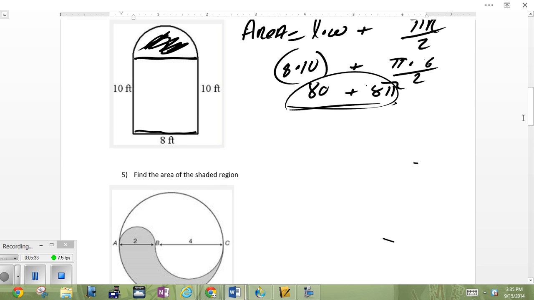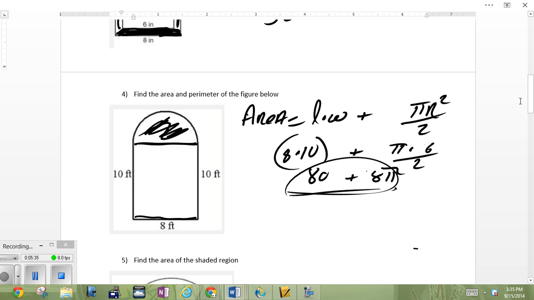Next. Okay. Oh yeah, we have to do the perimeter. Well, again, the perimeter. Don't make the mistake here. I'm going to erase on this. The perimeter again is the distance around. The distance around. So you got a length of 10, a length of 8, another length of 10. Don't include this. This is not the perimeter here.